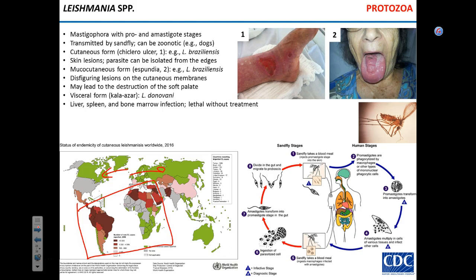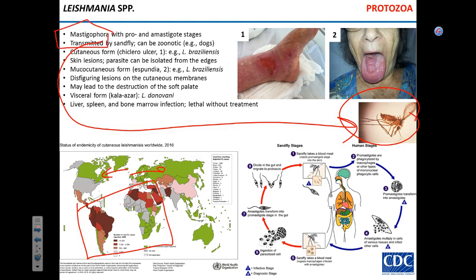Leishmania is transmitted by a sand fly. It's a biting insect, a relative of mosquitoes. It belongs to the order Diptera. When a sand fly bites a person, it transmits Leishmania either in the skin, or the microorganism can enter mucous membranes or become systemic. So it's a mastigophora. Here you can see the flagellum.